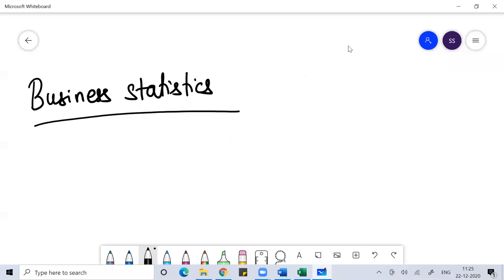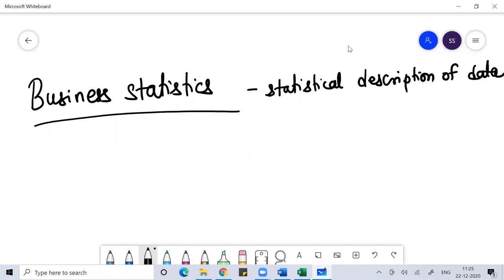So probably this is our last class on statistical description of data. When we are talking about the statistical description of data, this probably will be our last class. Just a quick recap of what I have done so far in the statistical description of data. First, I have spoken about what data is all about.